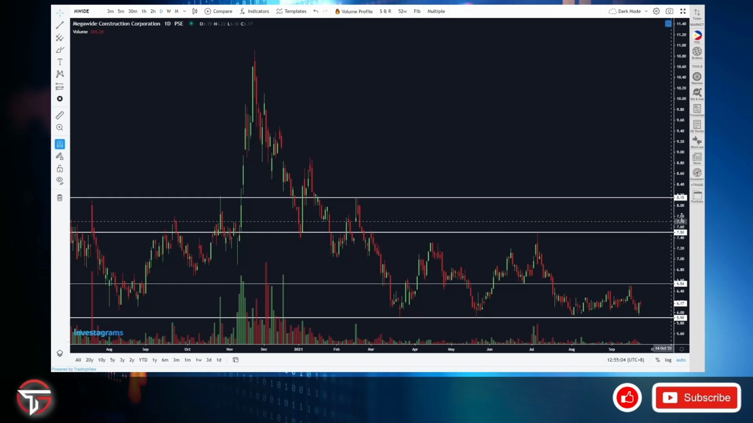So let's start, no? Let's start with MWIDE. So MWIDE is a requested chart. So yung nag-request ito before, nag-follow-up request lang just to see kung nasaan na tayo. So same as before, we're still trapped within this range. So yung range natin is from itong low natin of 5.9 papuntang 6.54. We're still essentially stuck within this range and wala pang nangyayari overall, no?